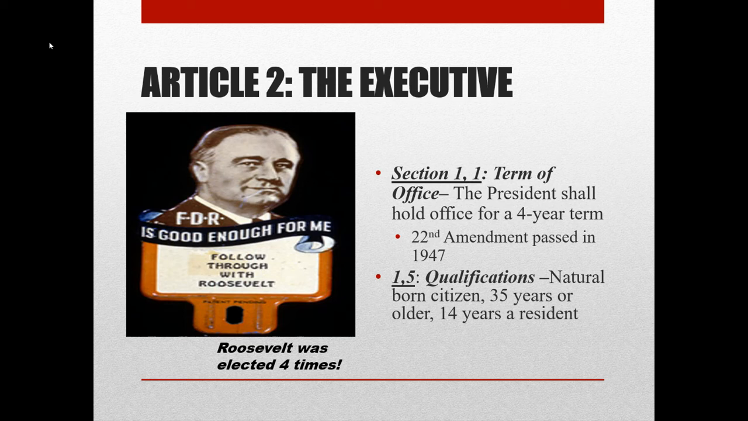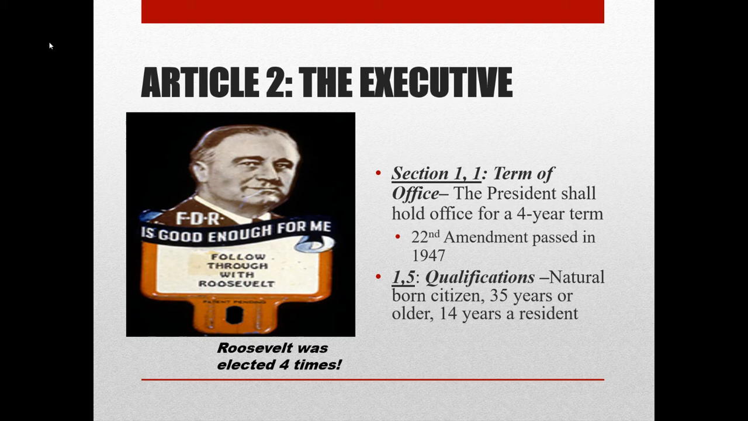So, first of all, Section 1 highlights term of office. The president shall hold office for a 4-year term. Now, previously, before the gentleman that I have there on the screen was president, there were no term limits. You could run for as many 4-year terms as you wished. And really, it was President George Washington, our first president of our nation, who really did not like how there weren't term limits. So he served 2 terms and basically said that that's all a president should hold.